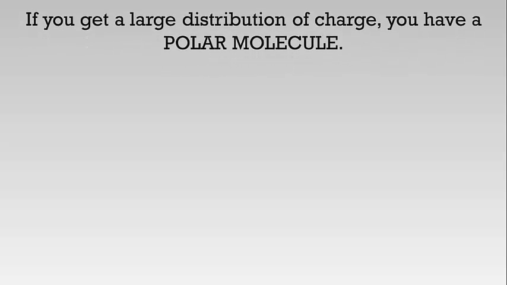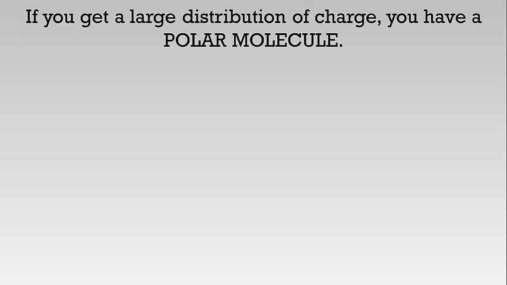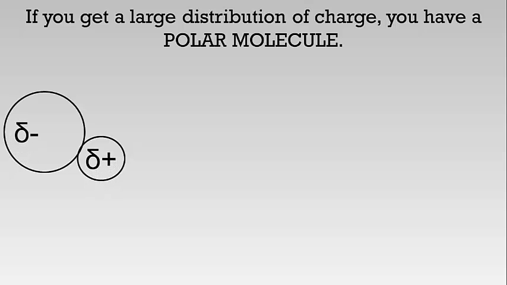If you get a large enough distribution of charge, you will have a polar molecule. In a polar molecule, there are two poles, like in a magnet. One side of the molecule will have a partial negative charge. This occurs because one atom is more electronegative than the other, meaning that it attracts electrons to one side of the molecule. This leaves the other side of the molecule very electron poor, giving it a partial positive charge. Such molecules are said to have a permanent dipole.